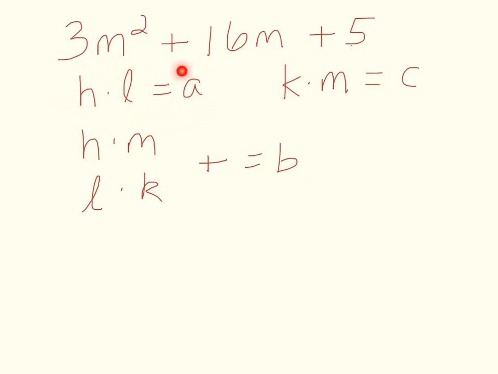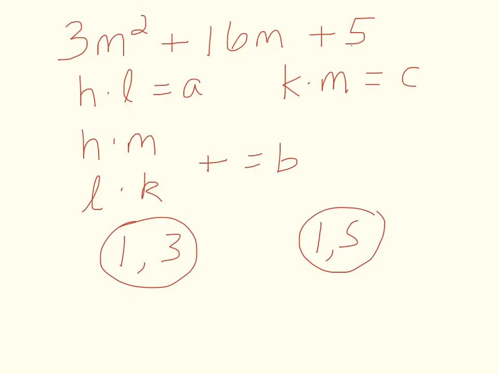Let's find two factors of our a, 3. The nice thing here is 3 is prime, and so the only factors of a prime number are 1 and that number. And then we go over here to the c, 5. It's also prime. So finding its two factors is going to be pretty easy, 5 and 1. So we have our k and our m. We mark it here. And we have our h and our l over here.